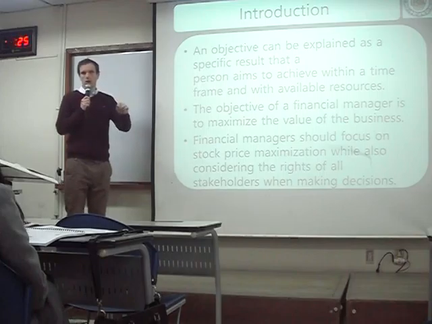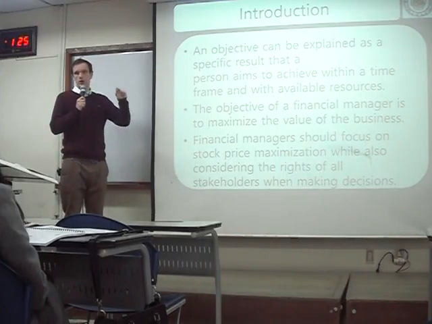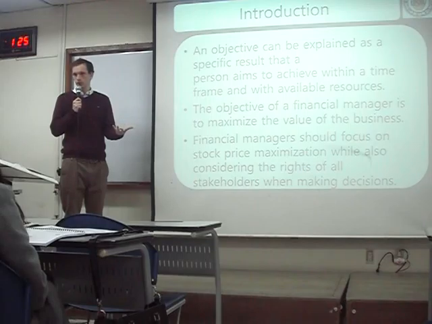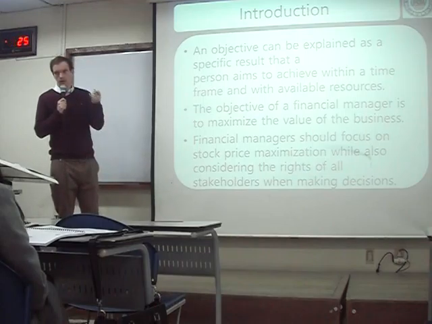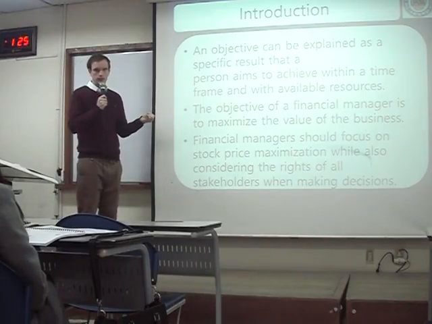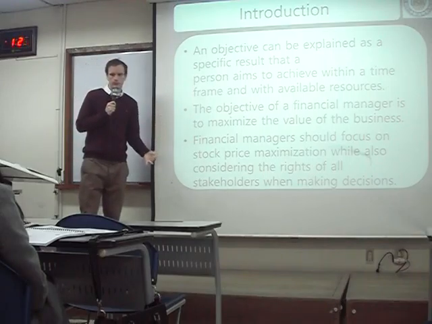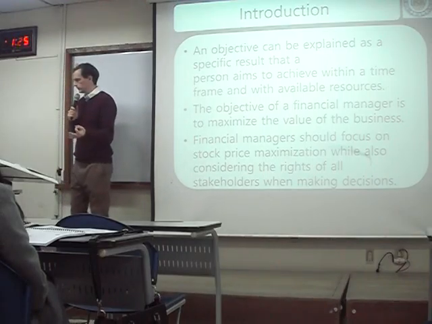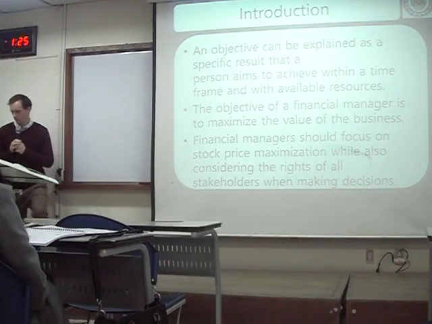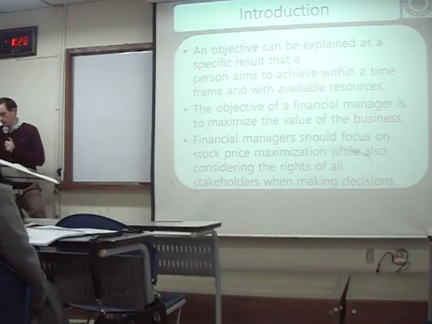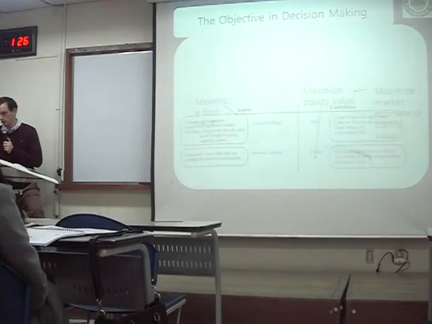So don't be confused between stockholder and stakeholder. Stockholder owns a part of the company, owner of the company, okay? Shareholder is the same, owning the company. Stakeholder, anybody who's interested in the company, okay? So employees, customers. Stockholders are stakeholders, too. Bondholders are stakeholders, okay? Banks, governments, all stakeholders. So we should focus on maximizing the stock price while considering the rights and considering all our stakeholders when making decisions. So when we talk about value, what are we talking about?